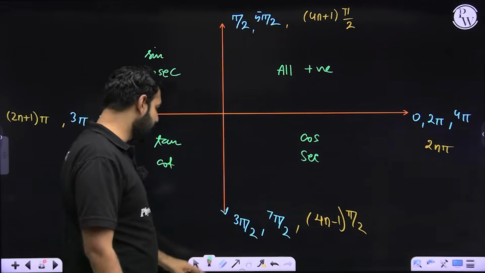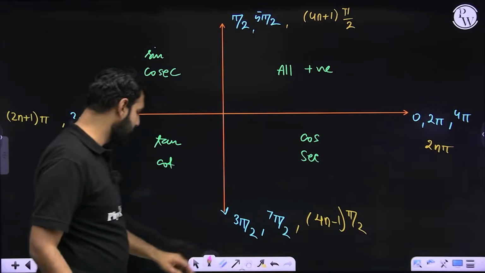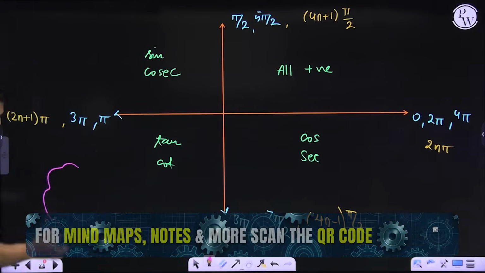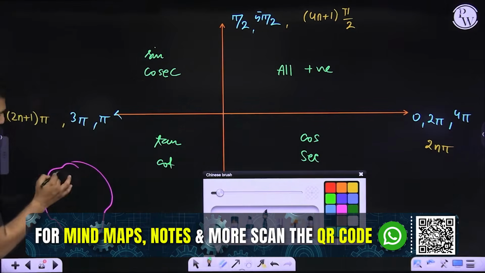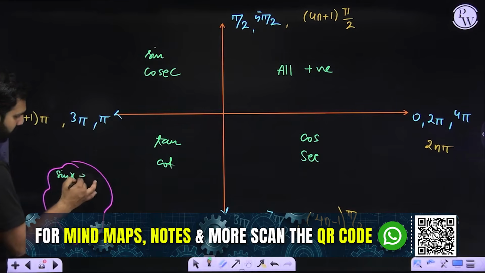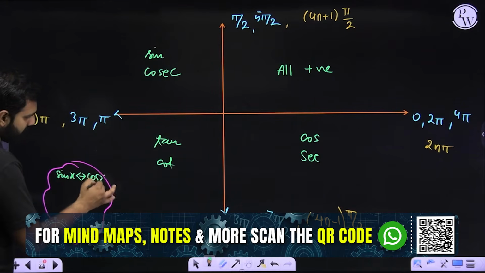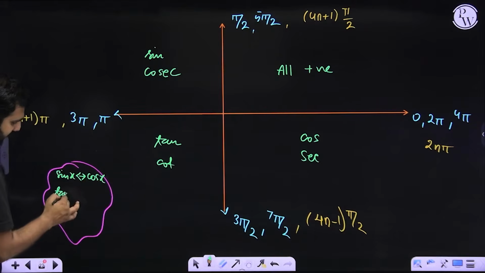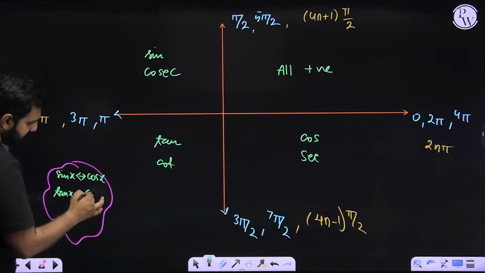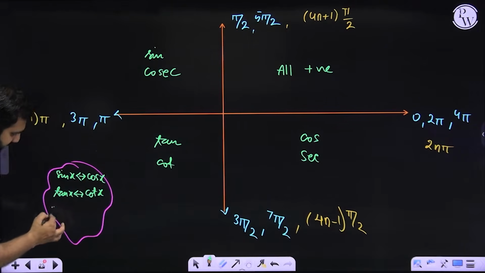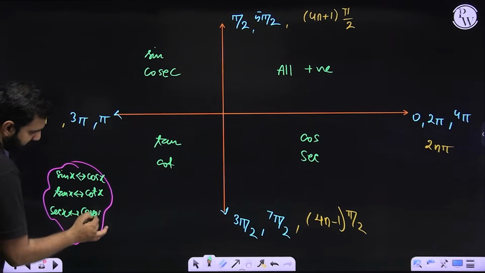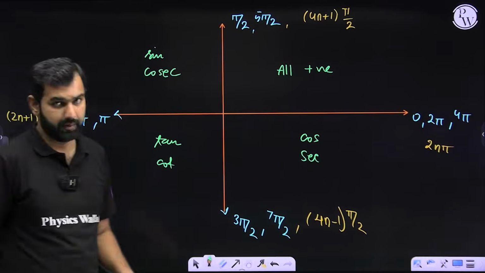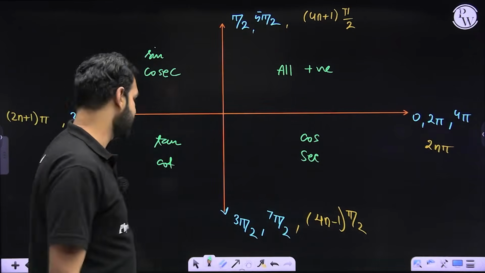And this changing of ratio happens in this manner. The changing of ratio with respect to the y-axis happens in this manner: sin x becomes cos x and vice versa. Cos x becomes sin x. Tan x becomes cot x and vice versa. Cot x becomes tan x. And sec x becomes cosec x and vice versa. Cosec x becomes sec x. What do I mean by that? I'll take some examples and make you understand this.